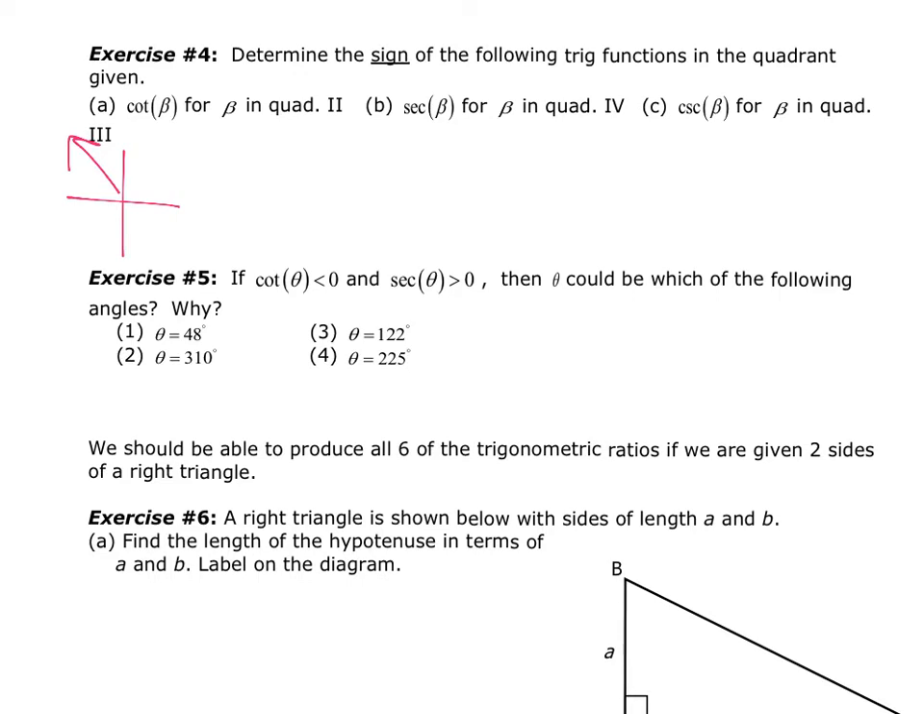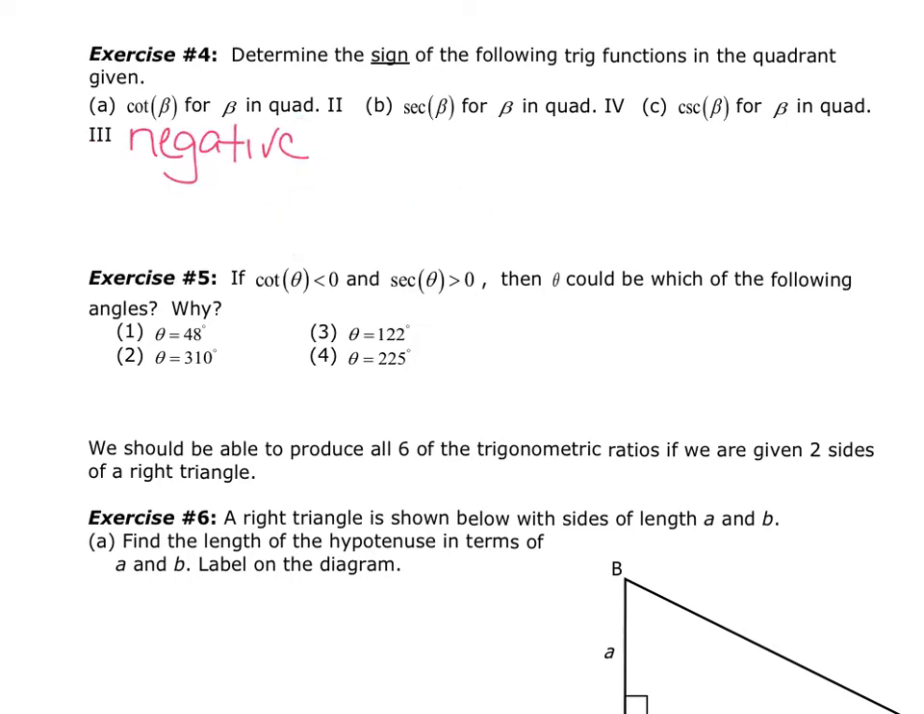Well, the tangent is the sine over the cosine. I'm just going to skip that part and do the cotangent, which is the cosine over the sine. Now, in quadrant 2, my x value is negative, so my cosine is negative, but my y value is positive. Well, a negative divided by a positive is a negative, so it's a negative.